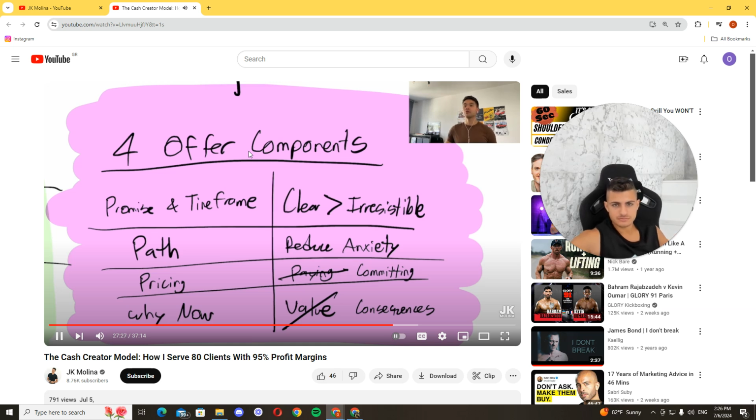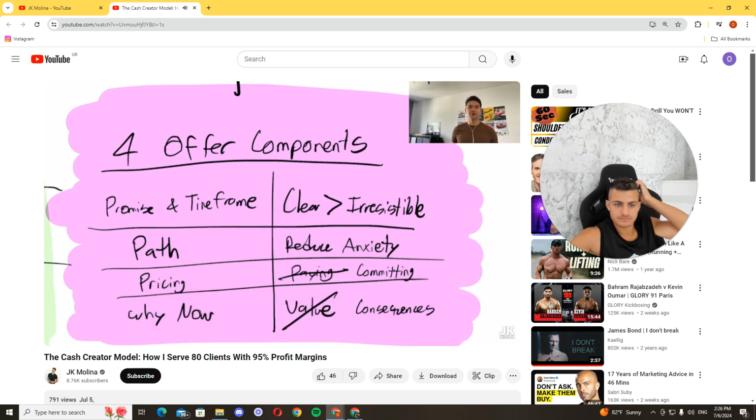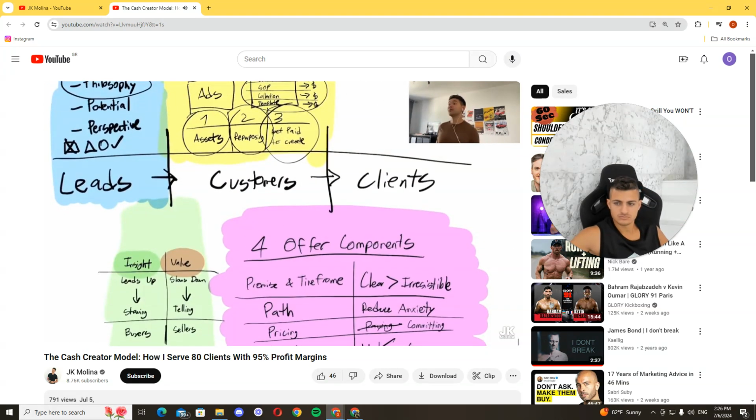Things taken away. And when you're willing to do so, it sends a message to the market that tomorrow you might not be there. So these four offer components, we only use them on people who have already bought a thing. And this is what allows us to convert clients without a sales call.